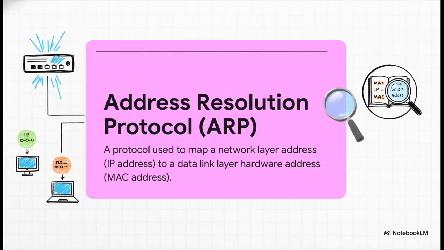So how does the switch know which device is which? It uses something called ARP, or the Address Resolution Protocol. You can just think of it as a local phone book. When the switch needs to send our packet to a certain IP address, ARP just looks it up and finds the matching MAC address, that unique fingerprint, so it knows exactly which physical device to talk to.